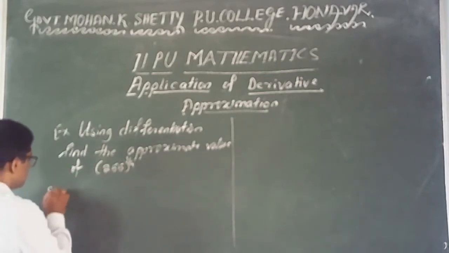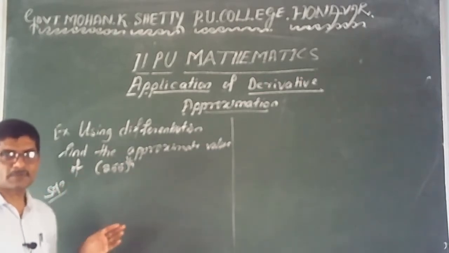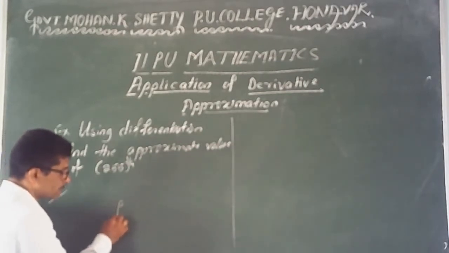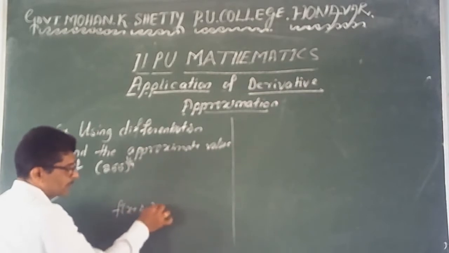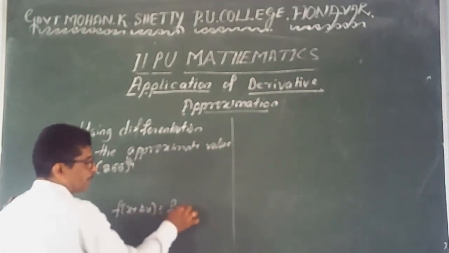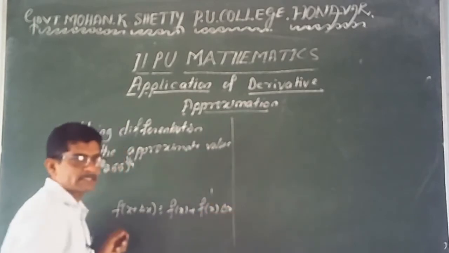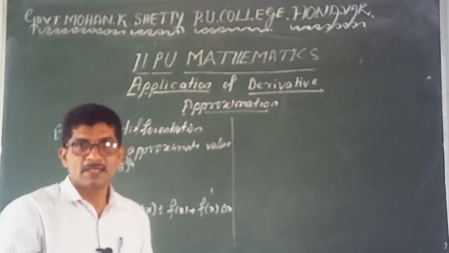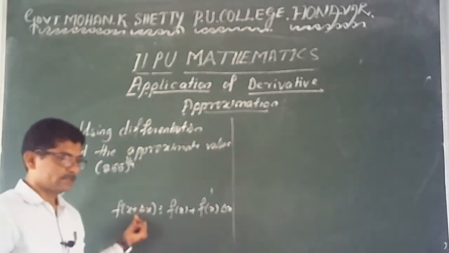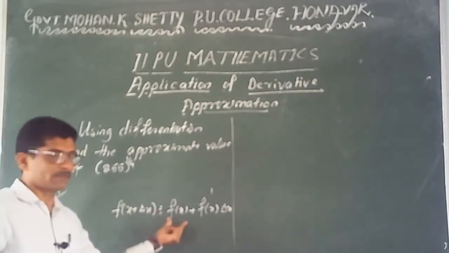In the last period we know the approximate values of the given function. When x changes to x plus delta x, then f of x plus delta x is approximately equal to f of x plus f dash x into delta x. Delta x is the small change of x, and this gives the approximate change of y, the approximate value of the given function.